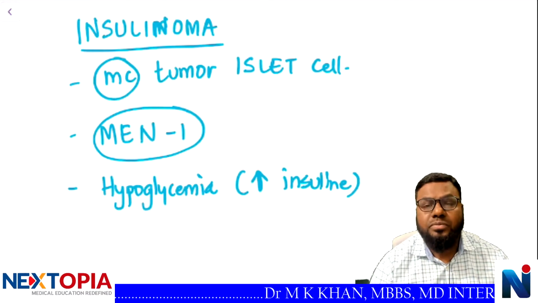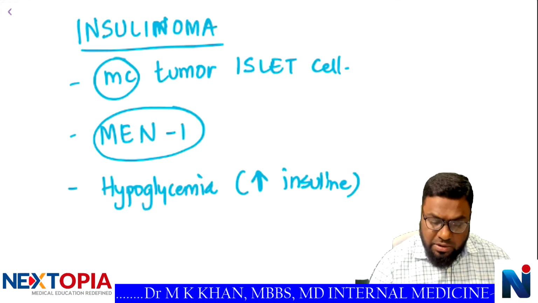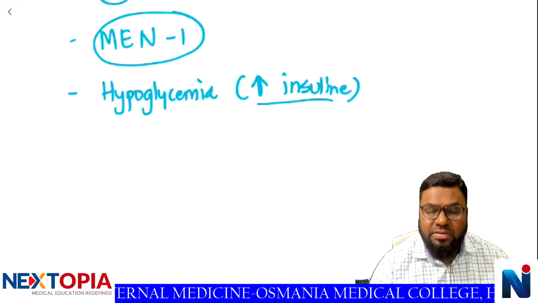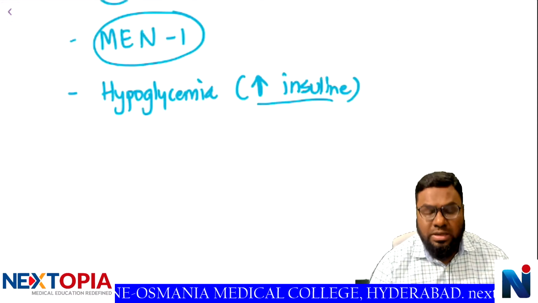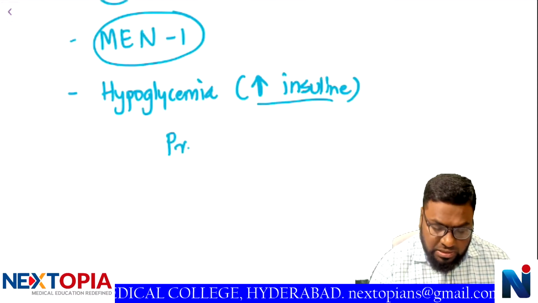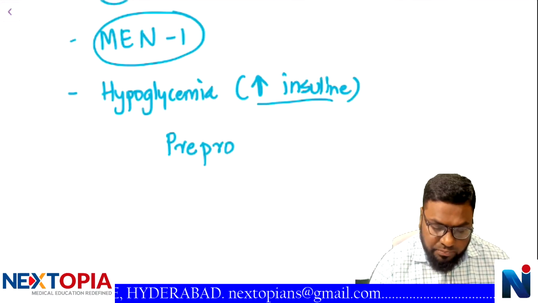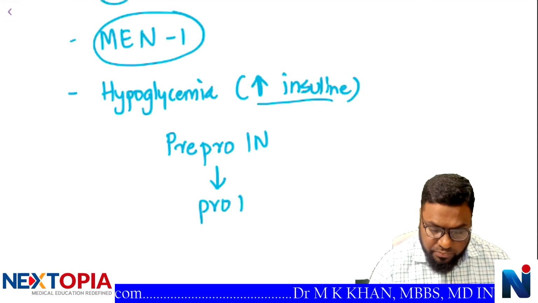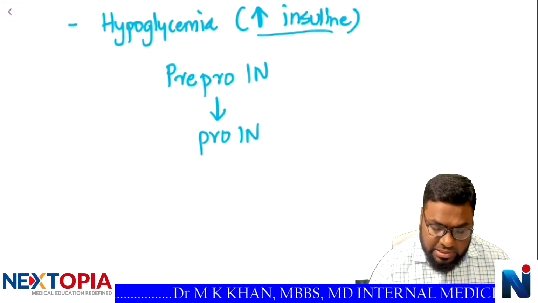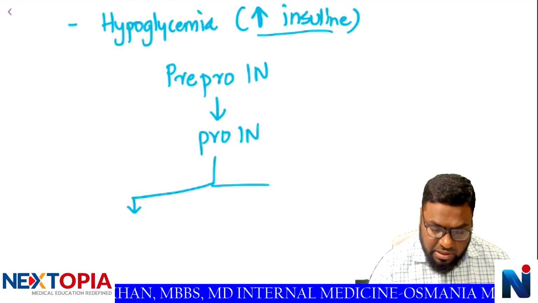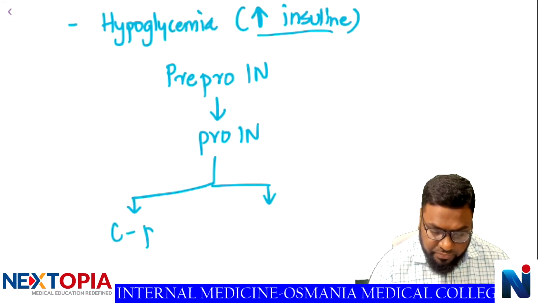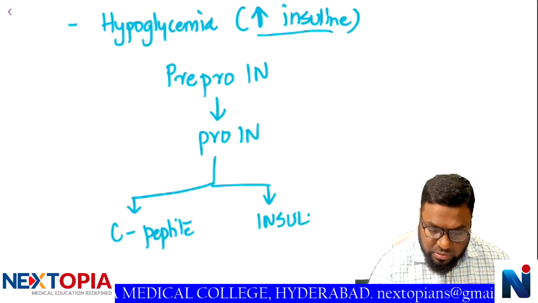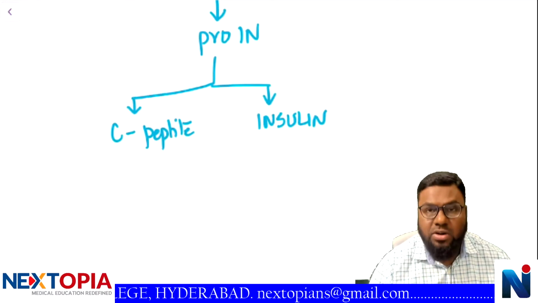Increased insulin. Here what happens is, we all know that initially in the beta cells we have pre-proinsulin, then proinsulin. I already told you in my last class, pre-proinsulin gets converted to proinsulin in the vesicles, then it is released and it is getting converted to C-peptide and insulin proper, the A and B chain of the insulin.